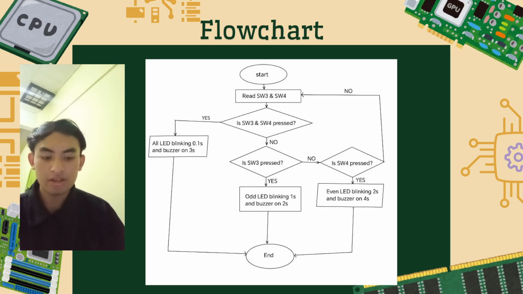If not, we will enter the situation where SW3 is pressed. If yes, the odd LEDs will blink at 1 second and the buzzer will be on for 2 seconds. And if SW3 is not pressed, then we check if SW4 is pressed, in which case the even LEDs will be on for 2 seconds and the buzzer will be on for 4 seconds, and the program will end or it will keep reading SW3 and SW4.